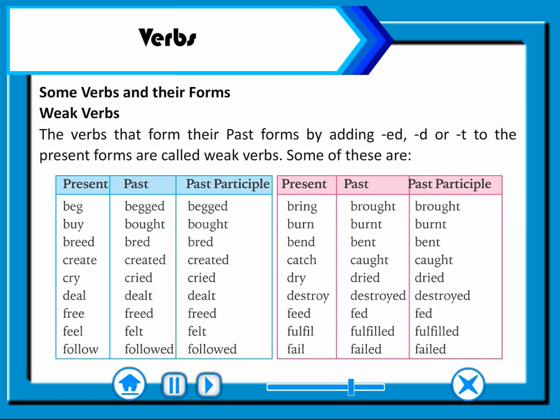Some verbs and their forms. Weak verbs. The verbs that form their past forms by adding ed, d or t to the present forms are called weak verbs. Some of these are present, past, past participle. Bag, bagged, bagged. Buy, bought, bought. Breed, bred, bred. Create, created, created. Cry, cried, cried. Deal, dealt, dealt.